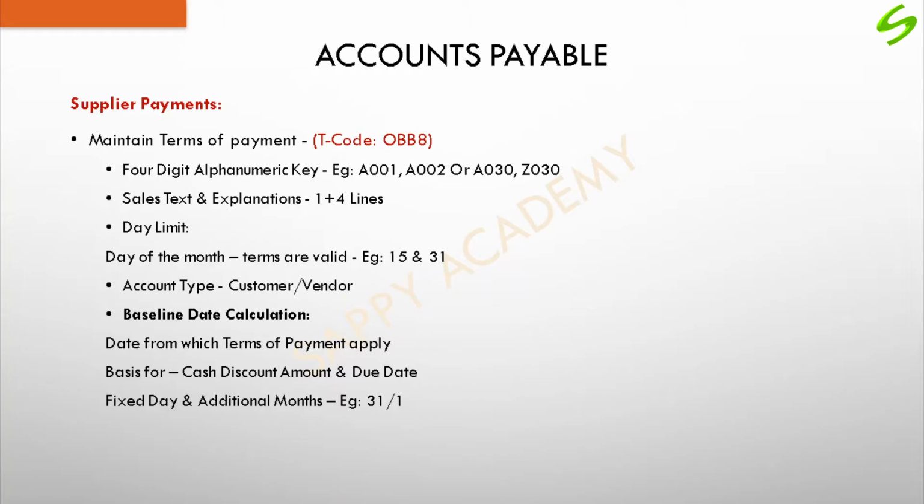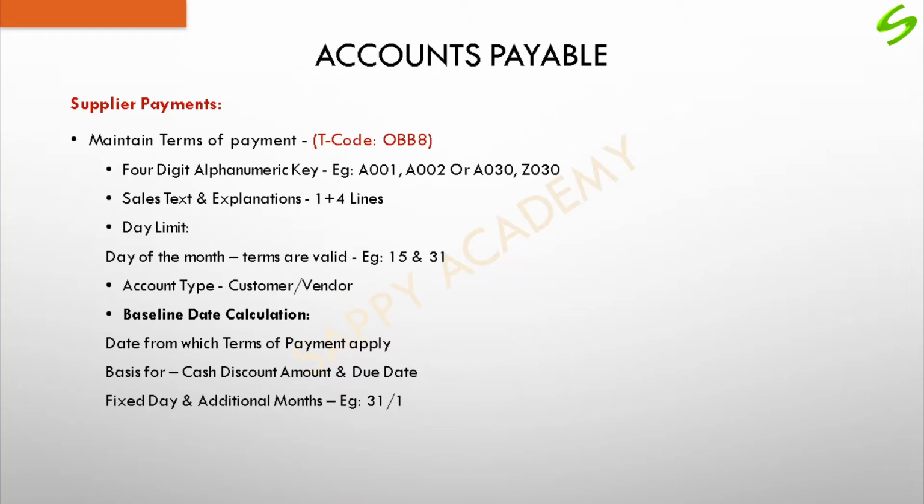And under baseline date, we can fix a baseline date with additional months. For example, I can give 31 as a fixed day. The baseline date will be the end of the month. That is either 30 or 31. If I give additional months as 1, it can be end of next month. If I give 2, it will be end of next to next month, after 2 months.